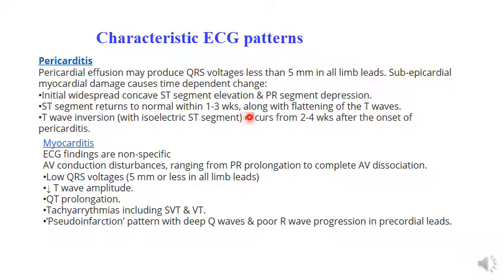So sometimes we call it non-specific ST-T changes. In myocarditis, ECG findings are non-specific: AV conduction disturbance ranging from PR prolongation to complete AV dissociation, low QRS voltage of 5 and less, depressed T-wave amplitude, QT prolongation, tachyarrhythmia including SVT, supraventricular tachycardia, or ventricular tachycardia. Pseudo-infarction pattern with deep Q-wave and poor R-wave progression in precordial leads.